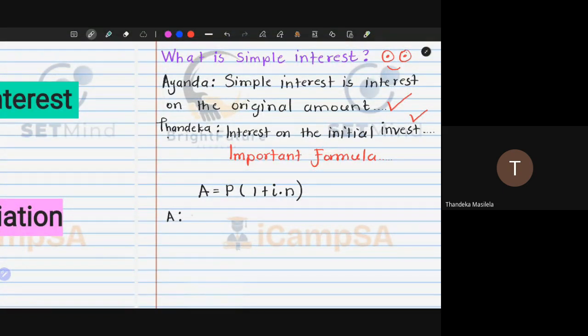So A will be the total amount which we will have at the bank at the end. And P will be, they usually call it the principal amount, or others usually call it the invested amount.